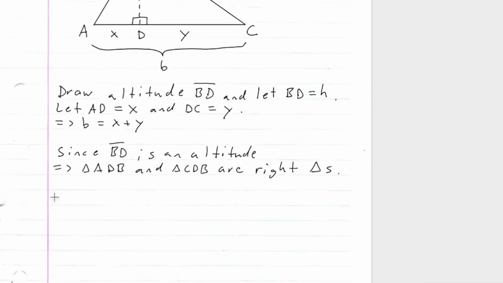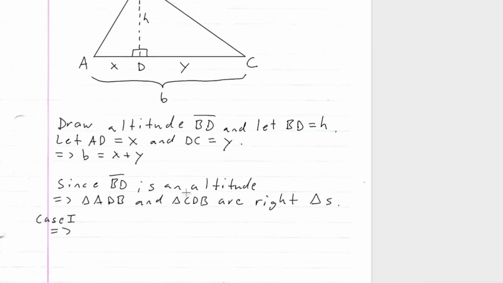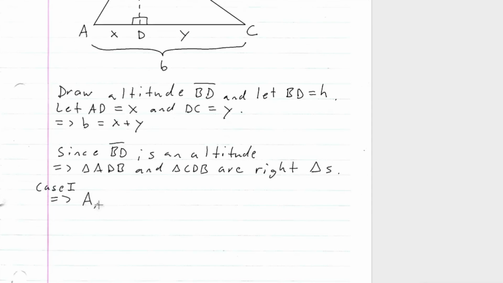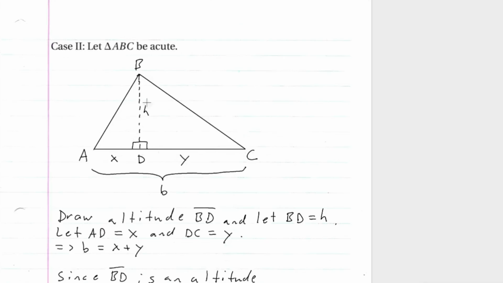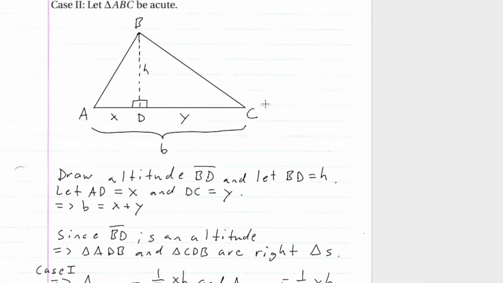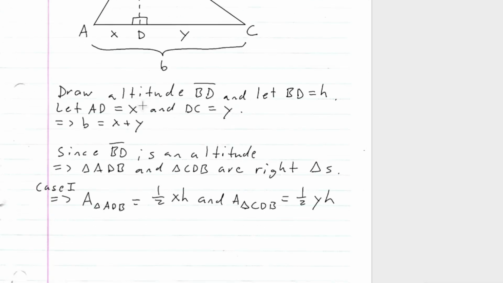So, by case 1, this implies that the area of triangle ADB is 1/2 X times H, right? So the area of triangle ADB is equal to 1/2 X times H, and the area of triangle CDB is equal to 1/2 Y times H, right? Because that's our base in this case, and that would be our height in that case, right?